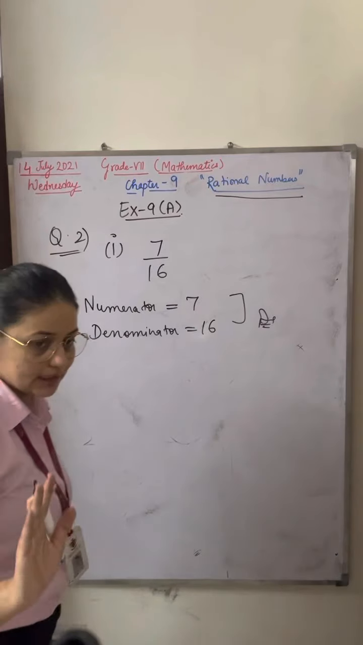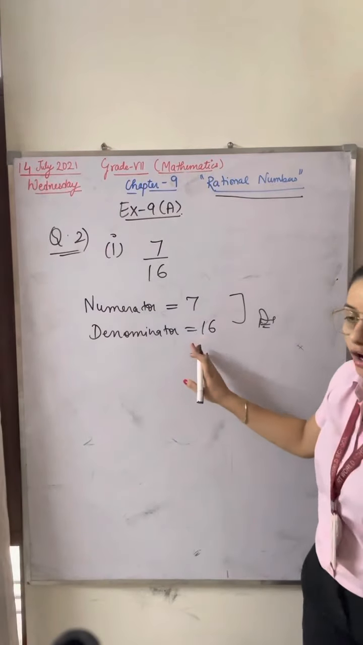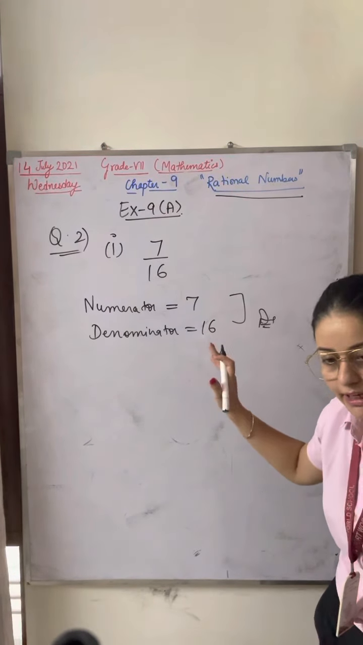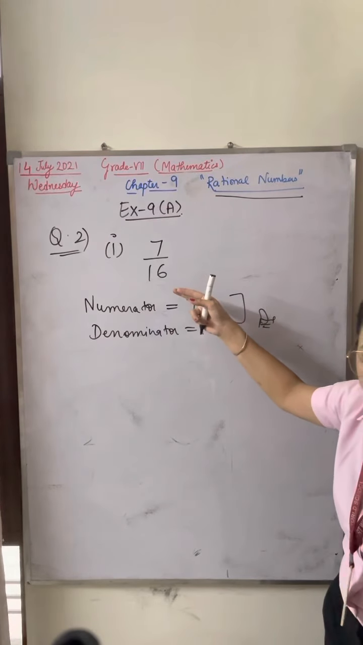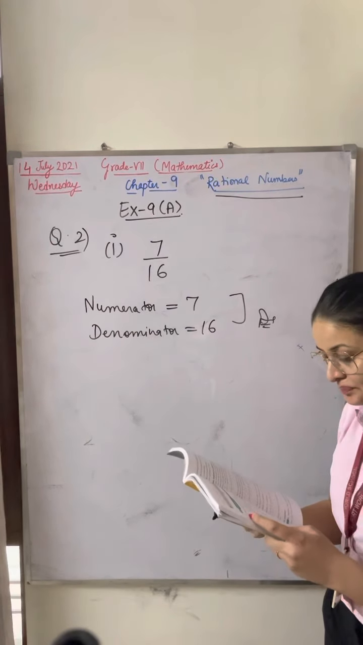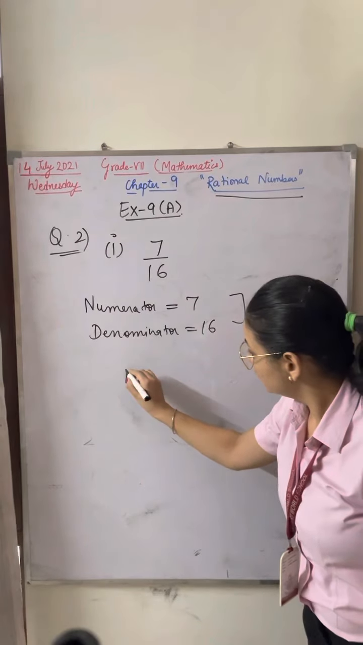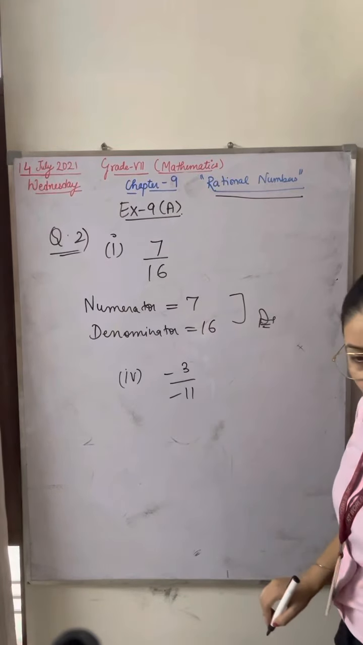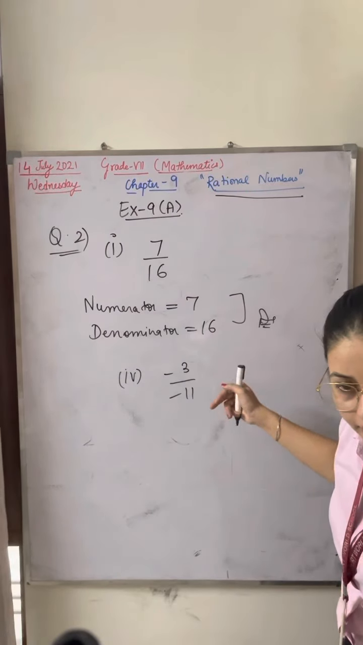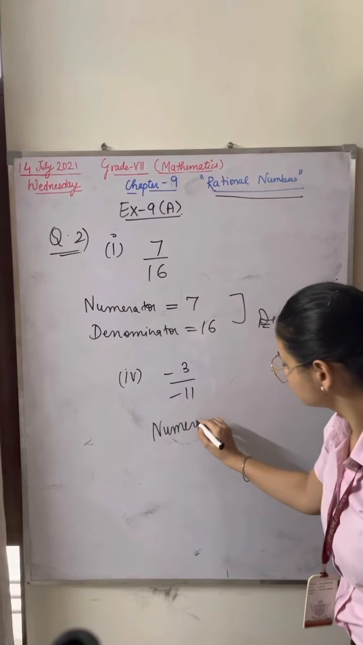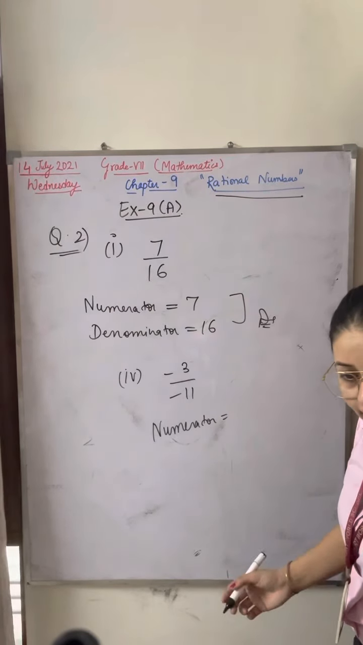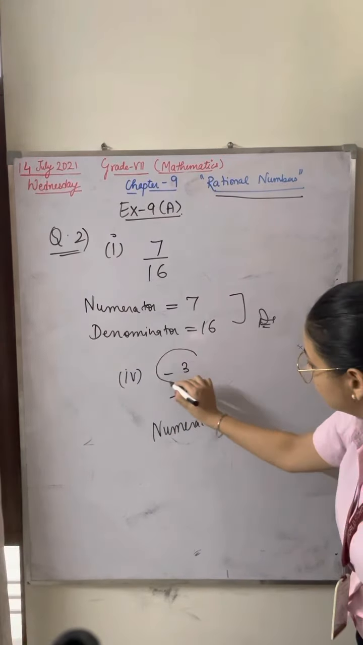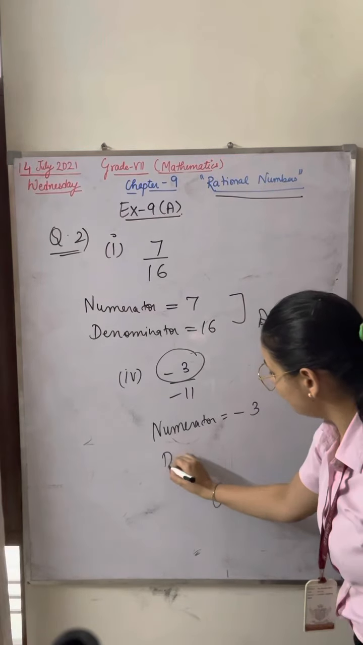That's it. Easy? Will you do all the other parts of the second question? You just have to identify which is the numerator and which is the denominator. Suppose I am doing one more part, the fourth part: minus 3 upon minus 11. Please tell me, what is the numerator here? Right now no need to cancel. Just write down as it is. Numerator is minus 3.